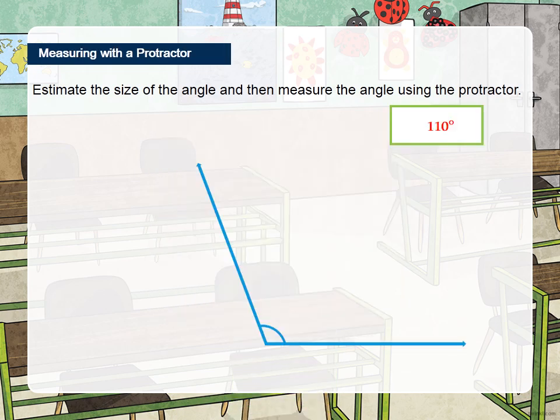And the last one, we want also to estimate, then measure. Let's estimate first. This is good, more than 90, but not too much more than 90. So this is maybe 100 or 110. Let's measure now.